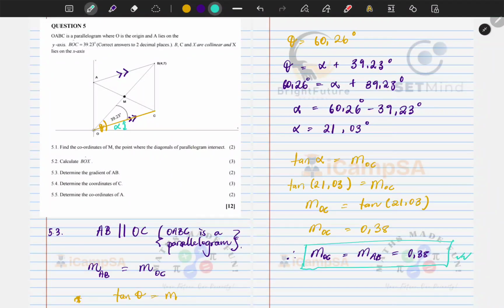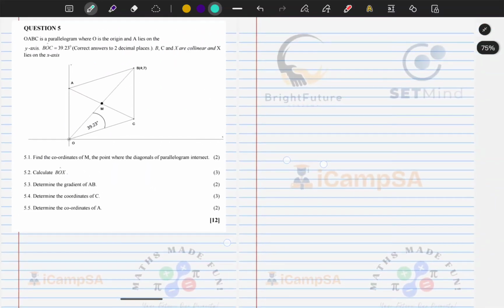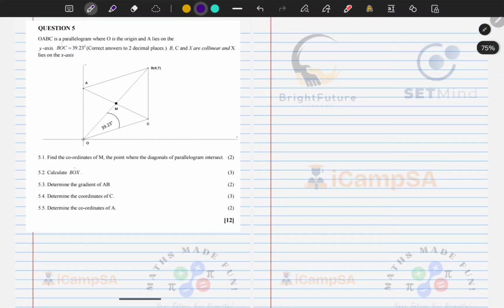So now let's look at 5.4. In 5.4, they are saying determine the coordinates of C. So remember what we have here. Here we had constructed a line which we called X.